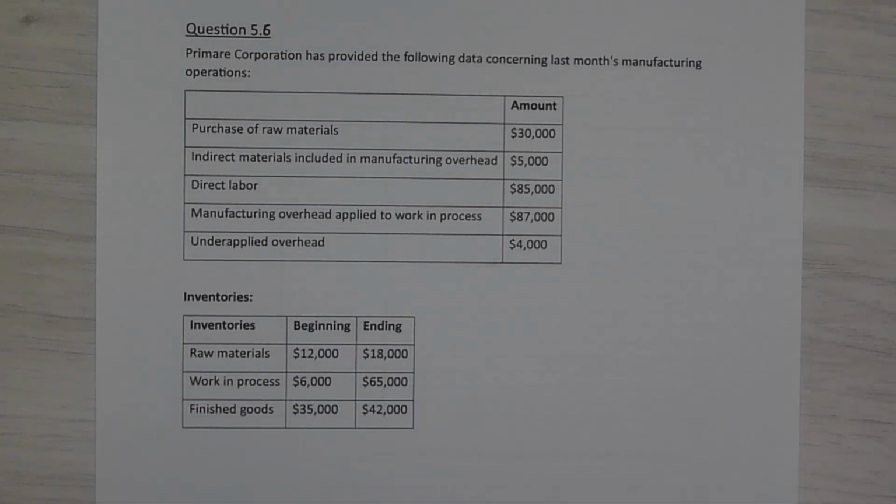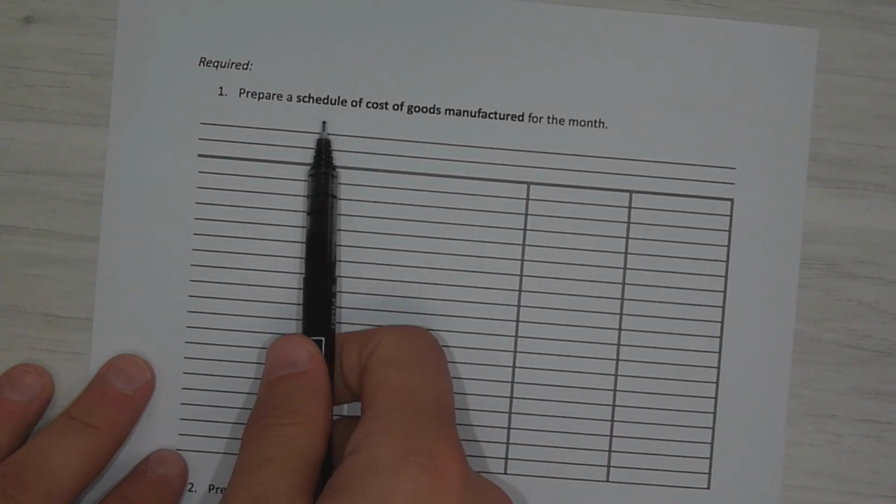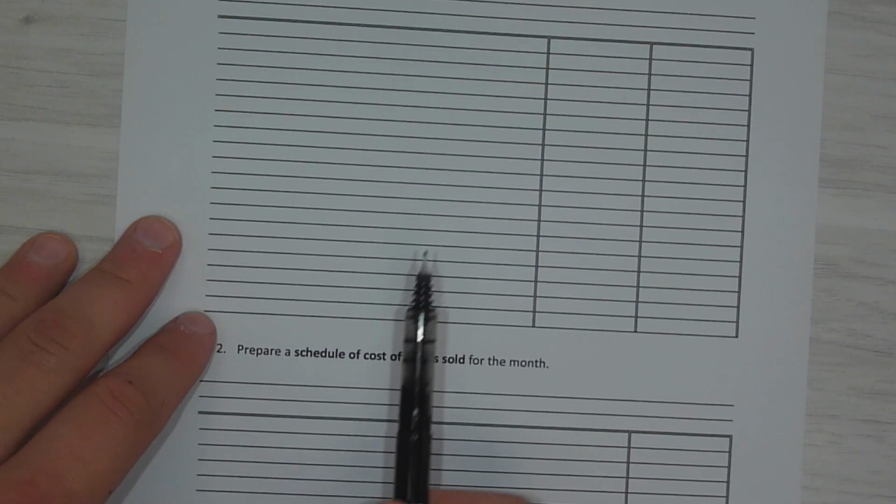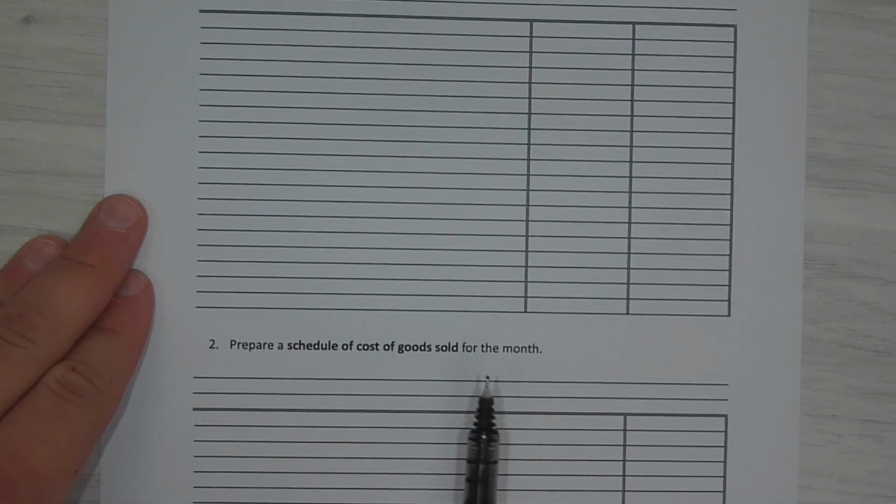Primera Corporation has provided the following data concerning last month's manufacturing operations. And at the end of it, we're going to prepare a schedule of cost of goods manufactured for the month and a schedule of goods sold for the month.